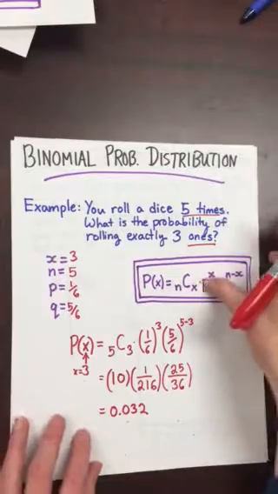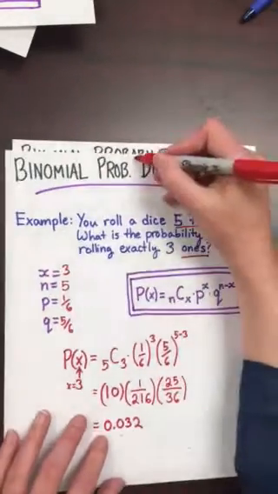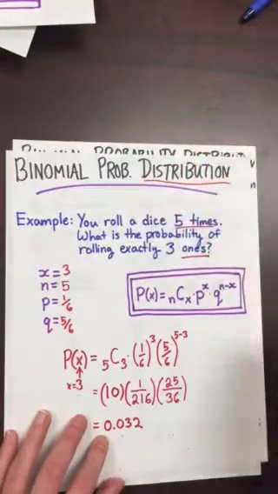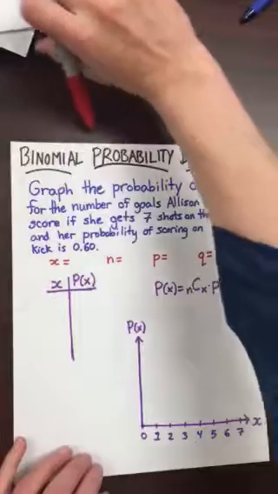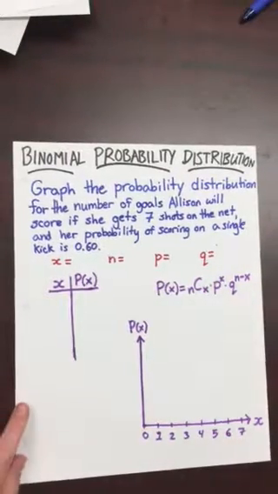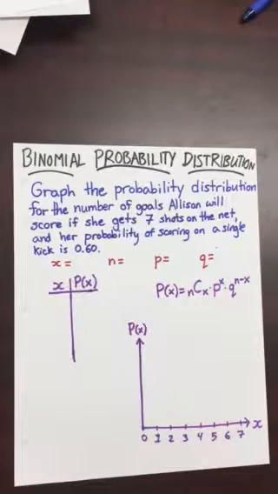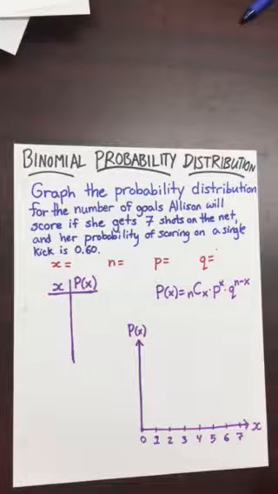All right, now we're ready to graph this, because it's not a distribution until we actually graph it. So here's another example. Allison is playing soccer, and the probability of her scoring a goal on a single kick is 0.6. She's got a 60% shot because she's really good at soccer. And let's say she has 7 shots on the net during a game.